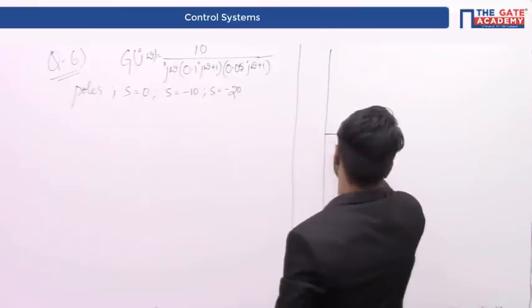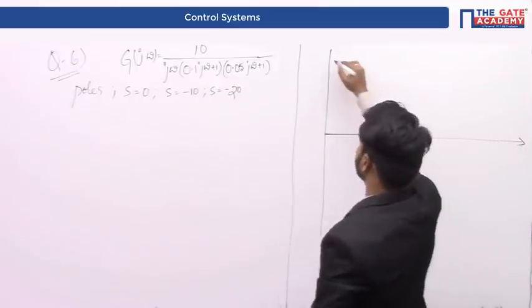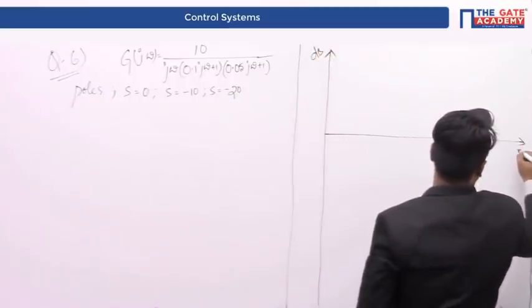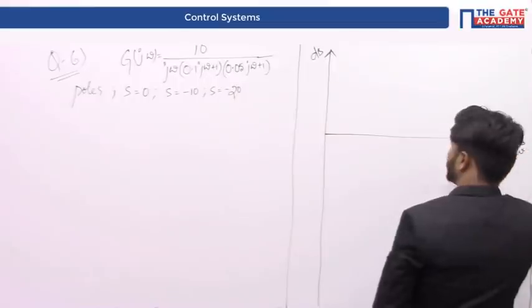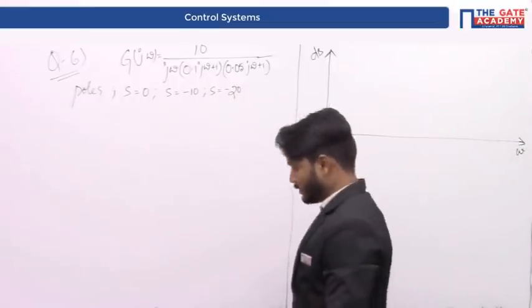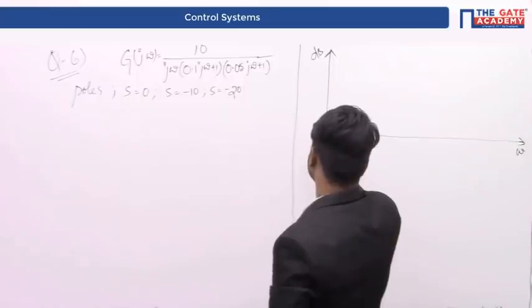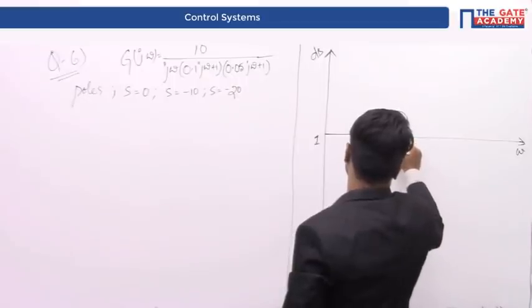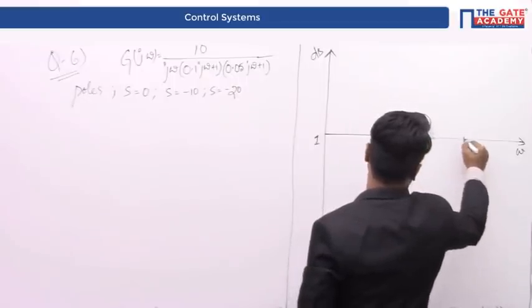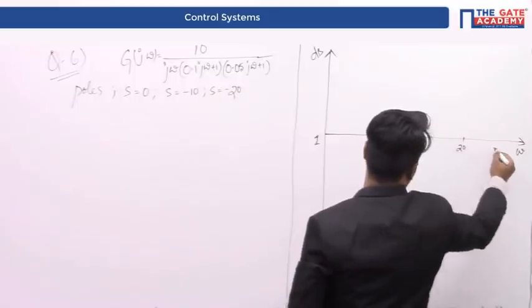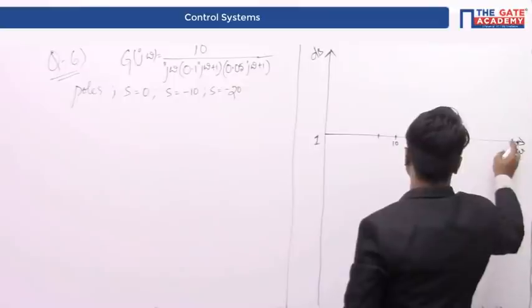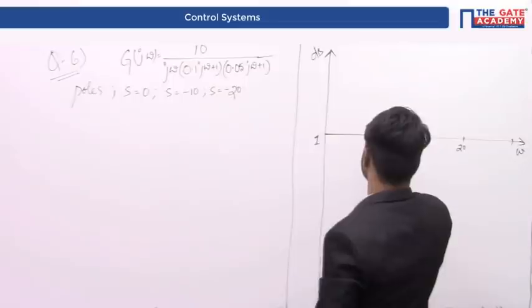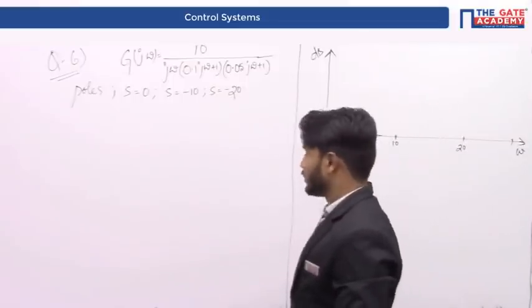Therefore, this is the magnitude plot. Let us say magnitude in decibels, and this is the frequency on logarithmic scale. Let us start with 1, 10, 20, 30, so on. After 10, it must be 100 in the log scale, but I'm just zooming this part to show you.